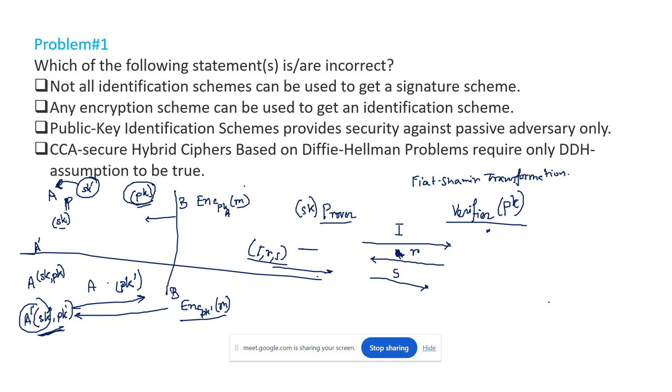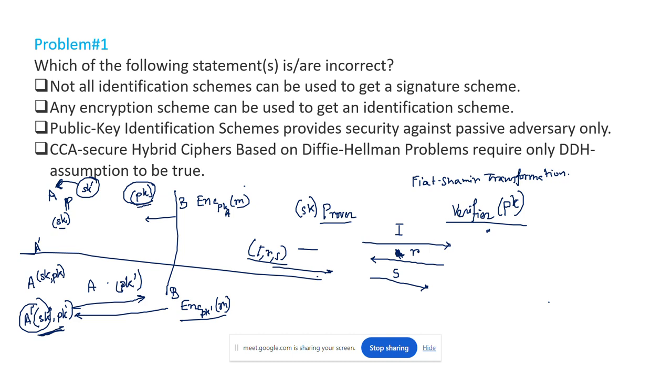Okay. The third statement says that public key identification schemes provide security against a passive adversary only. Again, this is wrong, because whenever we are talking about identification schemes, the assumed adversary is always an active adversary, because it is trying to impersonate someone else. So this is already an active attack scenario. It's not just someone looking at the communication channel, or looking at the transcript and trying to infer something from that. It will eventually try to generate an accepting transcript on its own. So it provides security against an active adversary, not a passive one. So that statement is wrong.